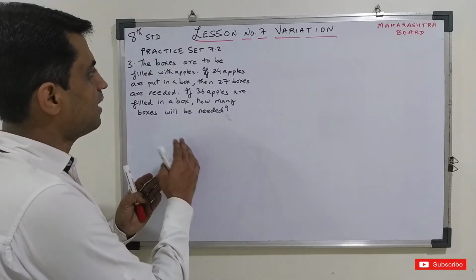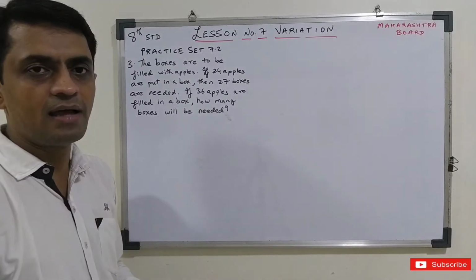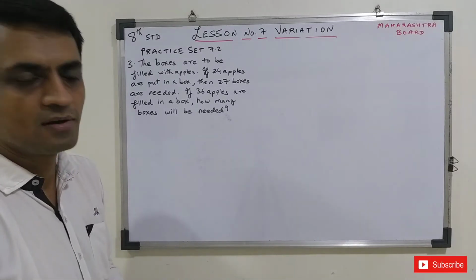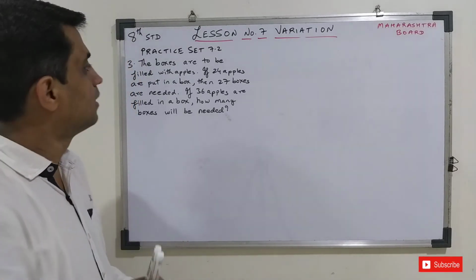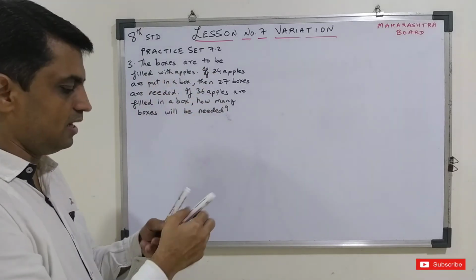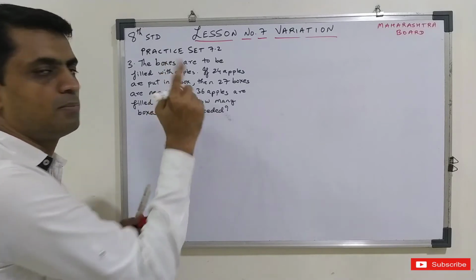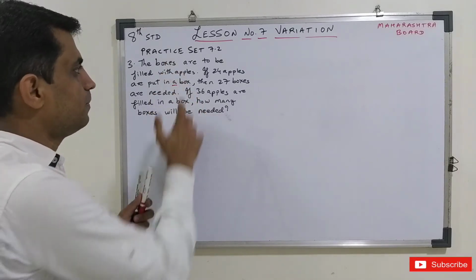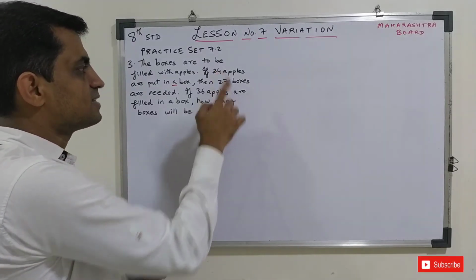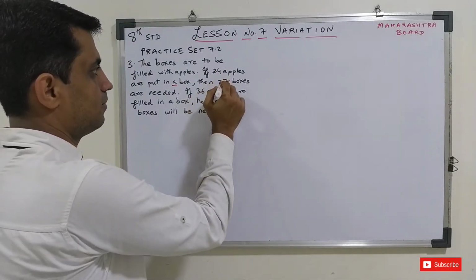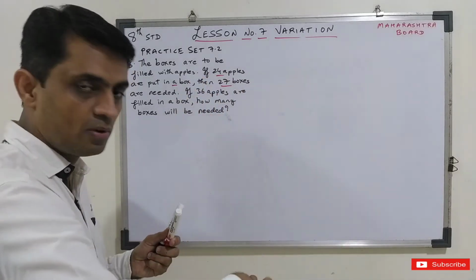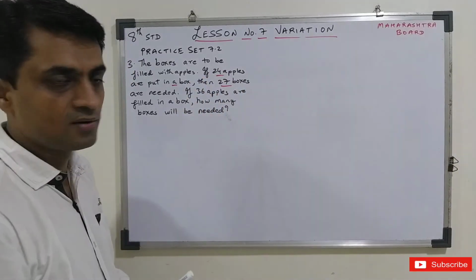Now students, if this question is asked in an exam, you will be confused about which type of variation it is. First think about it. Now here, first of all, 24 apples were put in a box. In a box means one box. Means in one box, first we are putting 24 apples. So 27 boxes are required at that time.